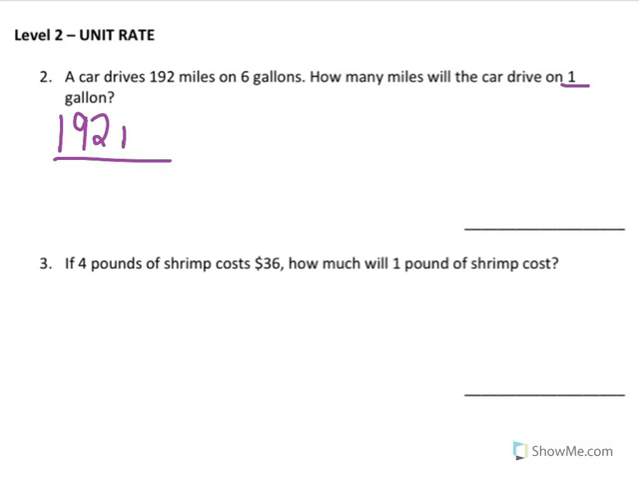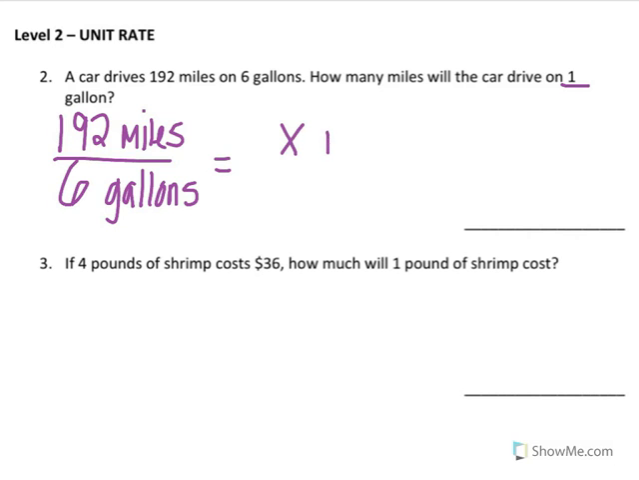192 miles are driven when we have 6 gallons in the car. Now we want to know how many miles it will take the car to drive on 1 gallon. Again, this is called a unit rate.